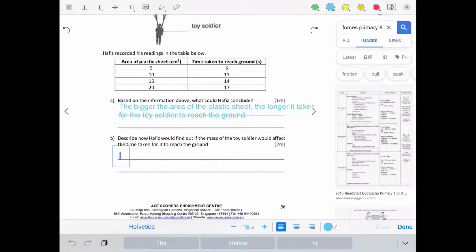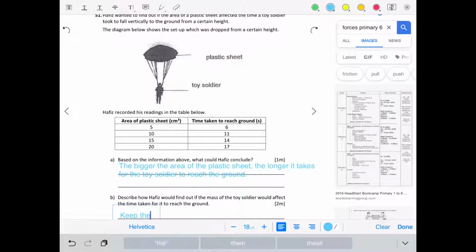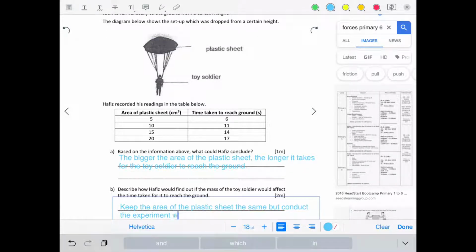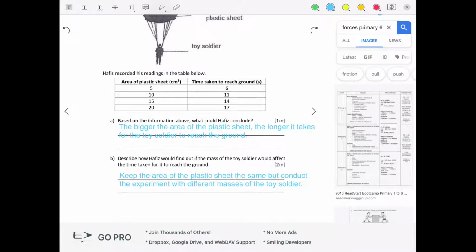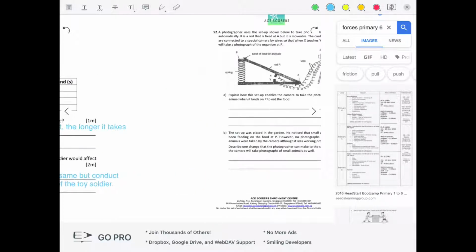Change something, right? Keep the area of the plastic sheet the same. Yeah, very good. But conduct the experiment with different masses of the toy soldier, right? Okay, so just conduct it several times. Do a couple of times. Great. Next.